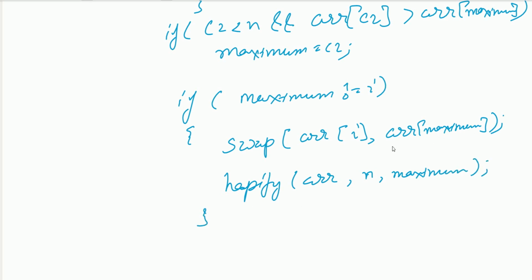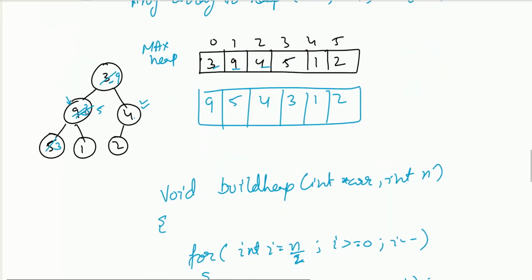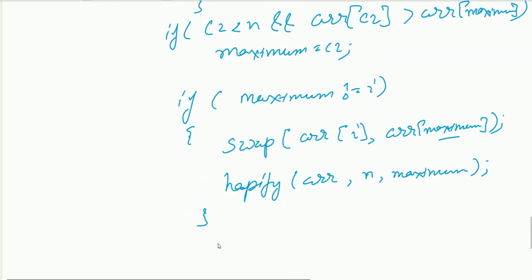So what will happen? Now it has to check recursively for the child at maximum index as well, whether it is following the property, similarly to something which we did here. So first we compare 3 with 9 and 4, we replace 3 with 9, and then we recursively check 3 with 5 and 1 as well. This will create any array into heap.